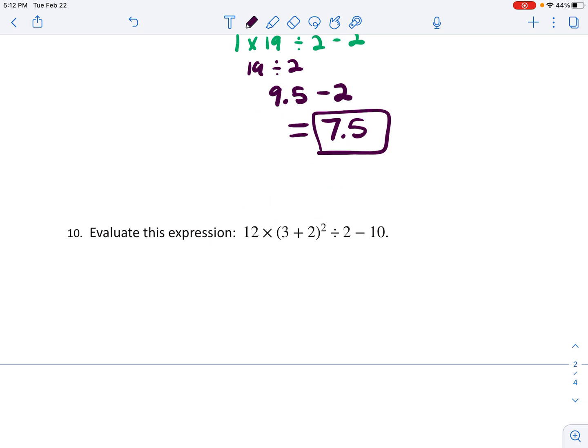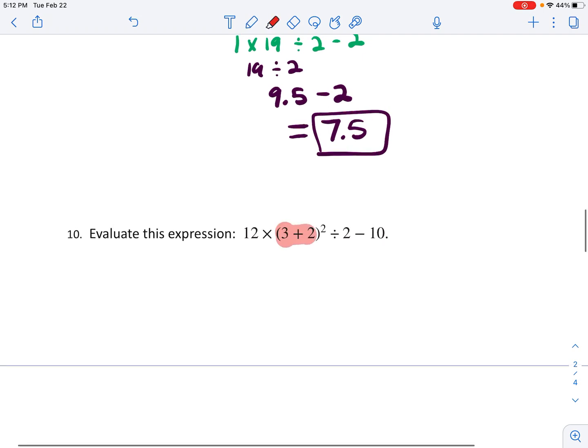And number 10, evaluate this expression. We have 12 times (3 plus 2 squared) divided by 2 minus 10. The first thing I need to do is what's inside of the parentheses. 3 plus 2, and that is 5. Okay? And that 5 is squared. 5 squared is equal to 5 times 5, which equals 25.